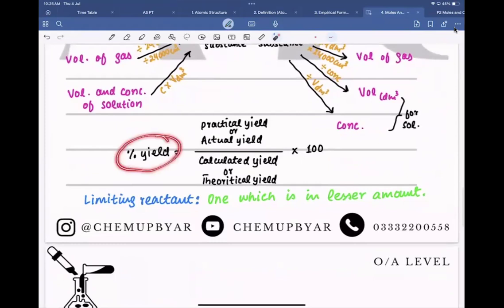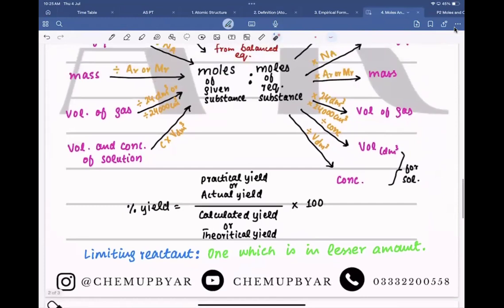Okay. Then we sometimes have a percentage yield question. In a percentage yield question, there are two types of yield. Yield means product, that is, how much product is formed. So whatever amount we calculate from the calculation is the calculated yield or theoretical yield. And when we actually perform the experiment, the amount of product we get is called the practical yield. Okay.